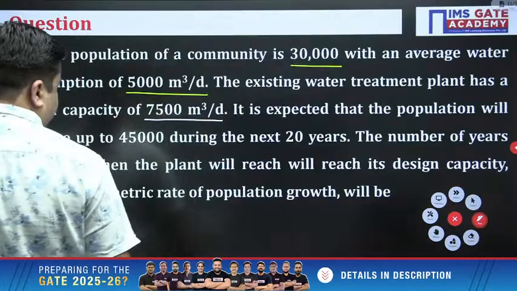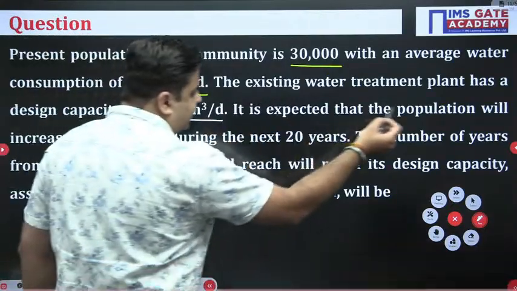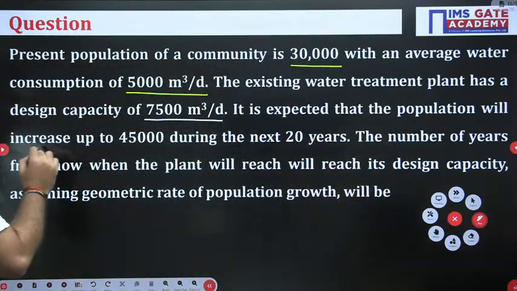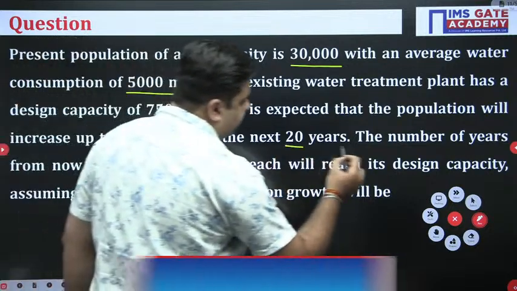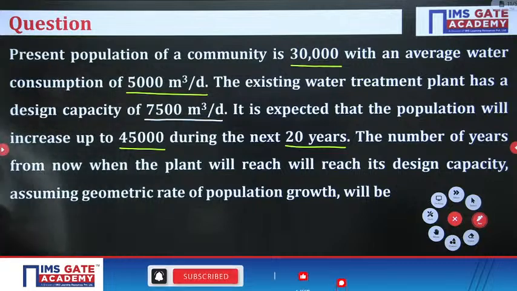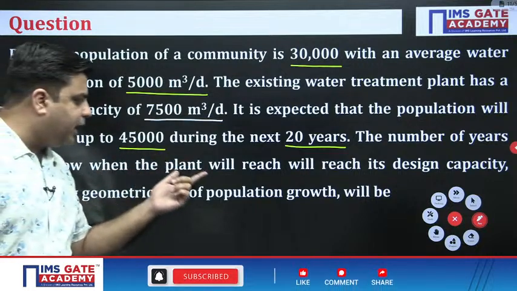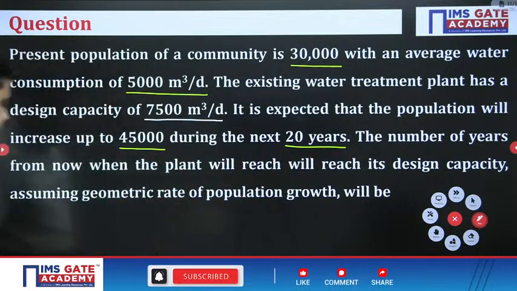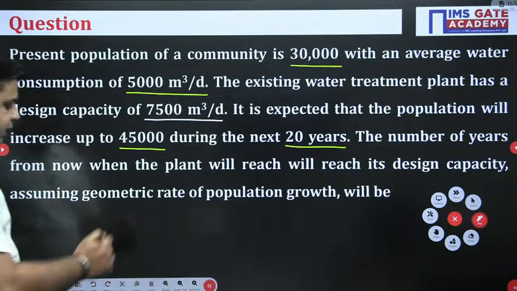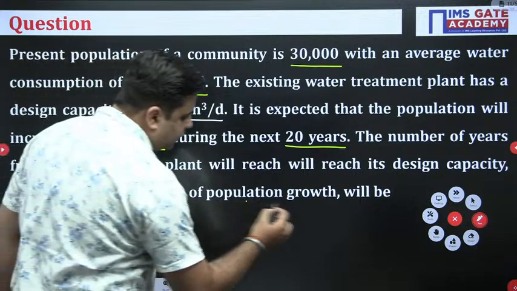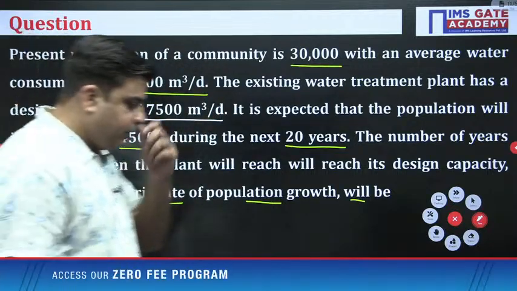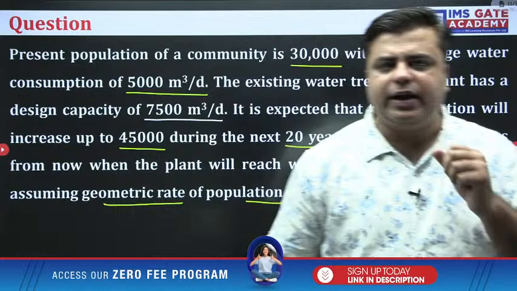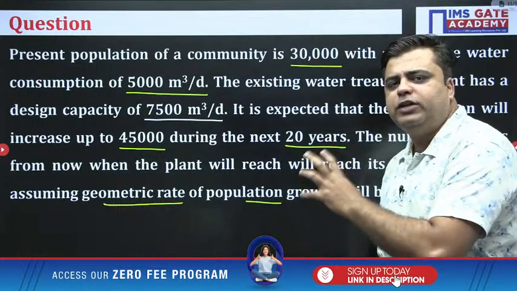Let's see this. It is expected that the population will increase up to 45,000 during the next 20 years. The number of years from now when the plant will reach its design capacity, assuming geometric rate of population growth, will be. Now, what do you understand from this statement? This is a very critical statement in this question. Most of the students get confused here itself.